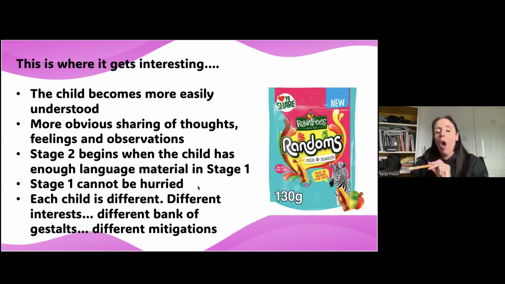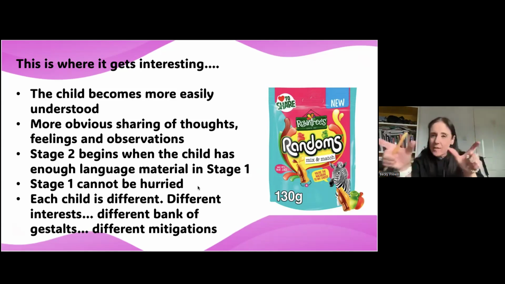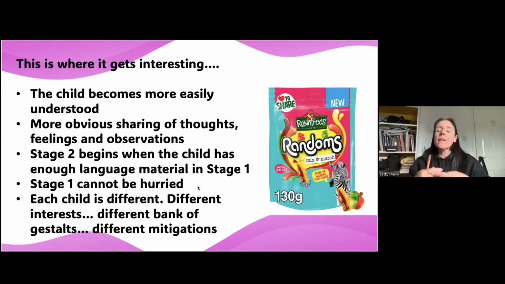Now, stage 2 can't start until the child has developed enough language material in stage 1. Okay, so they need to have a lot of gestalts containing a lot of language. That needs to build up over time. And it's only when they've got enough of those that they can start to play around with them that you will see them emerge into stage two. So stage one can't be hurried because we're building a big bank of phrases and a big bank of scripts that needs to be sufficient to play around with.